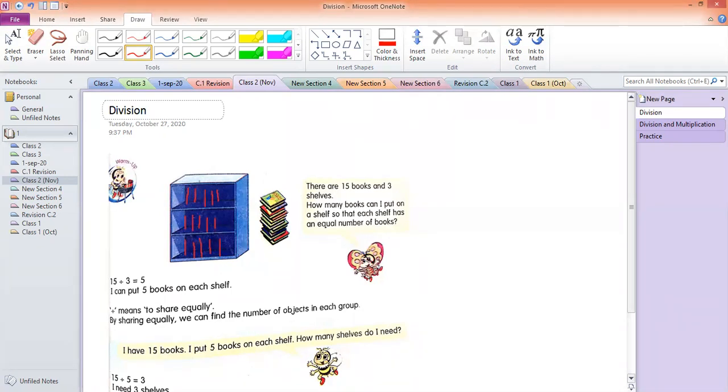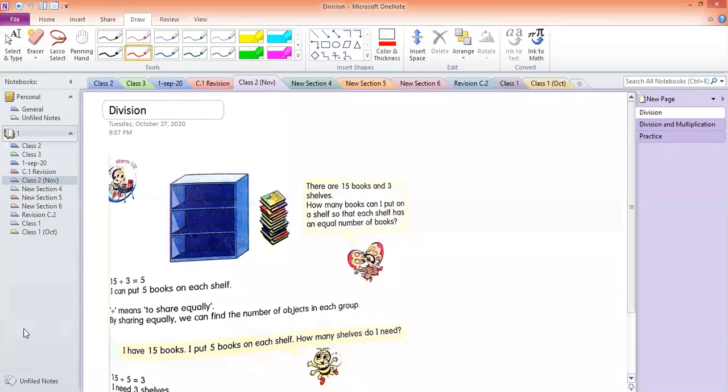So now I put 5 books, or I draw 5 lines, on each shelf. Then I have to check whether these are 15 or not. 1 2 3 4 5 6 7 8 9 10 11 12 13 14 and 15. Yes, exactly, they are 15. So when I put 5 books in each shelf, the total is 15 books, all books are now in the shelves.